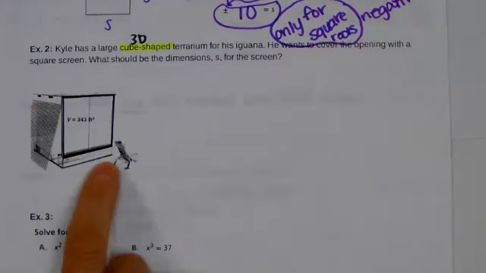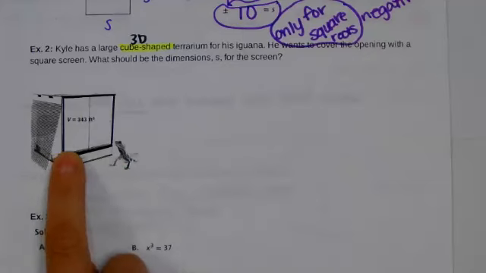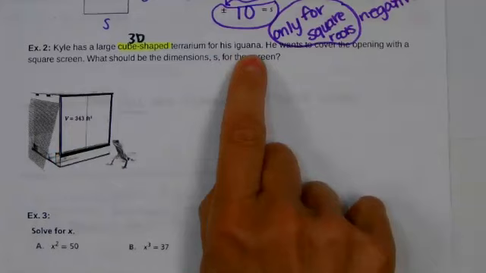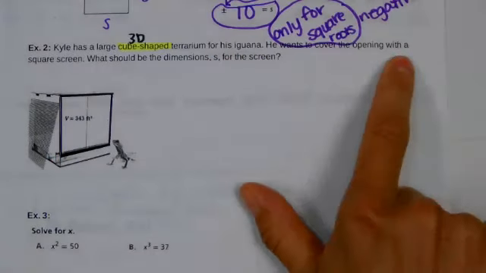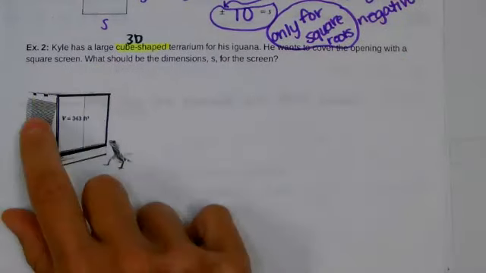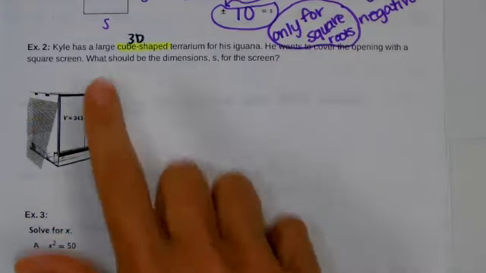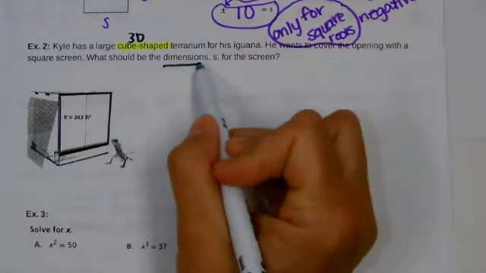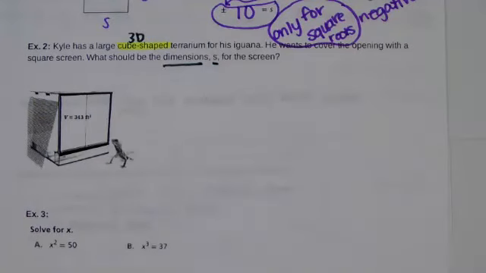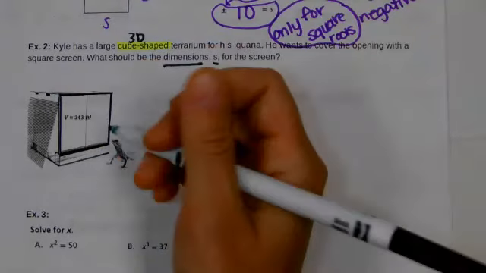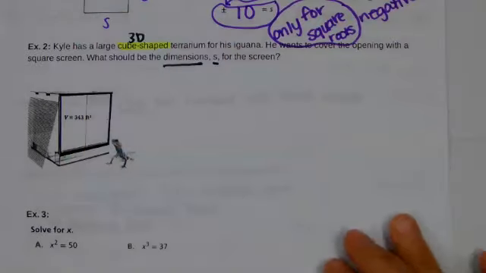And what does this guy look like right here? Like a lizard, right? So it's probably something that you put a lizard in. So we'll read on. For his iguana, he wants to cover the opening with a square screen. So he doesn't want him to get out. He's going to cover it with a screen. What should be the dimensions S? So it's just giving it a letter for this screen. Okay, so he wants to cover it with the screen, and the top of it is the dimensions S.